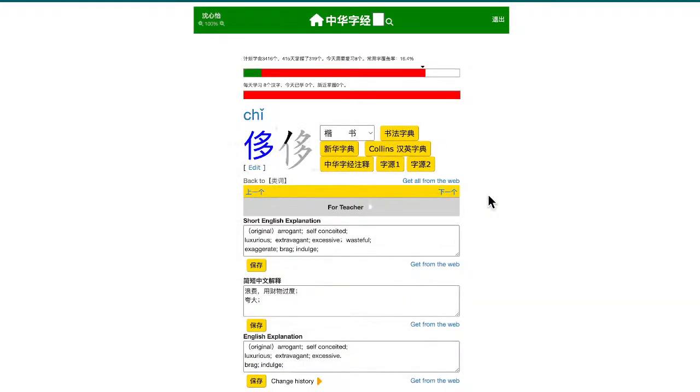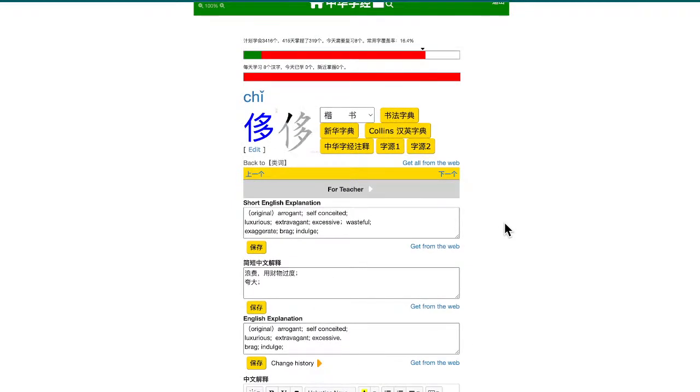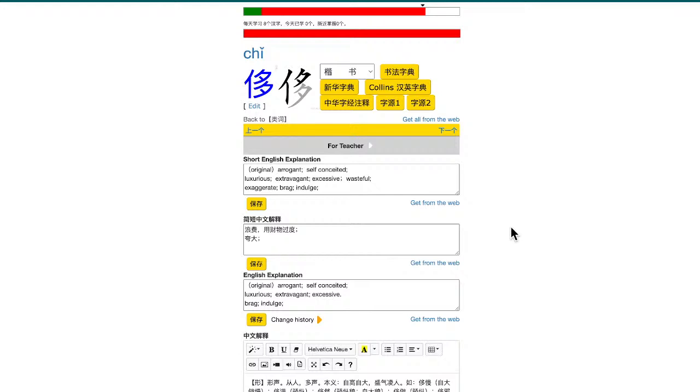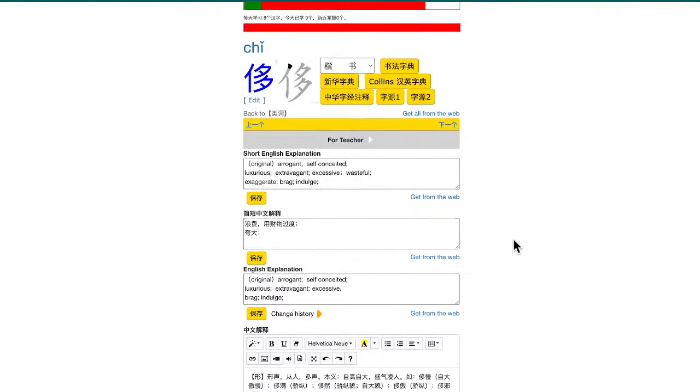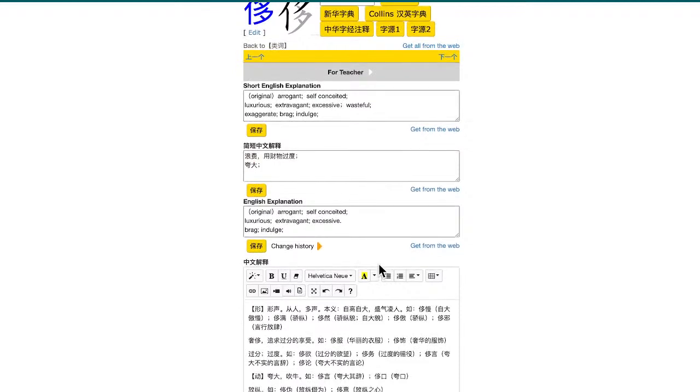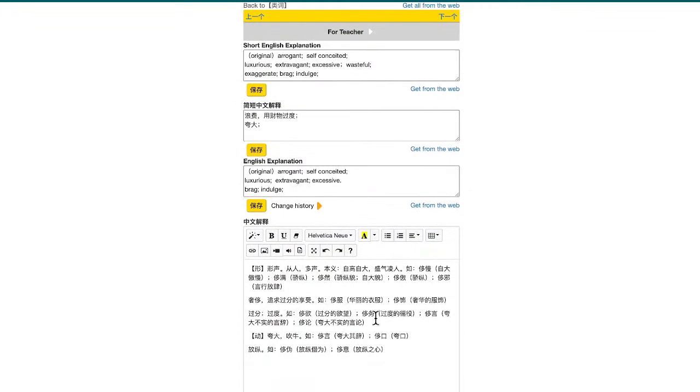Next one, 侈, 奢侈, okay, 奢侈. Now the original meaning of this 侈 is arrogant, self-conceited, which refers to a person who is very haughty and does not respect anybody, that kind of thing, okay. Now the second meaning is luxurious, extravagant, excessive, wasteful, okay, or used as a verb, which means exaggerate, brag, and indulge, okay.